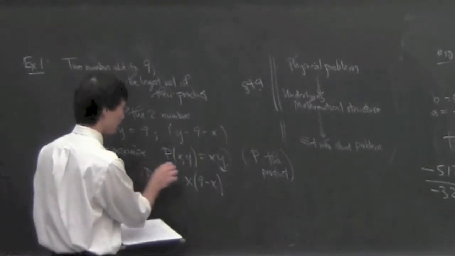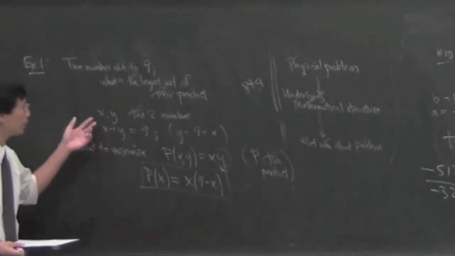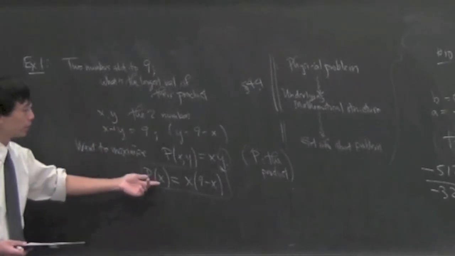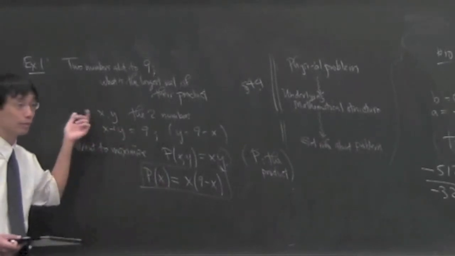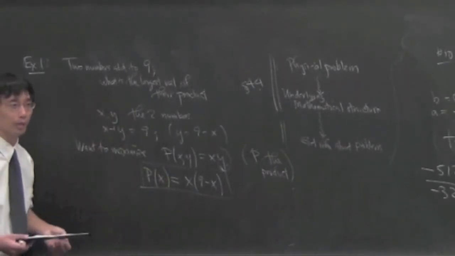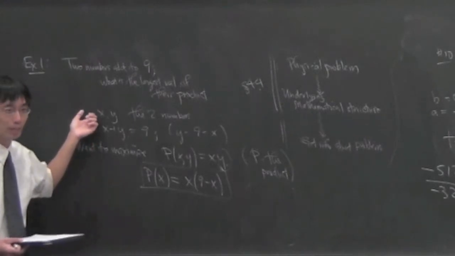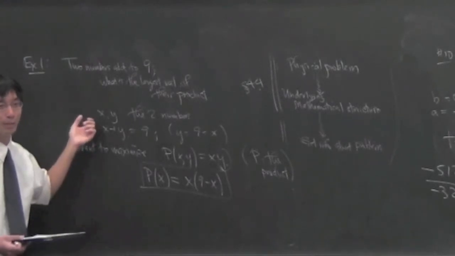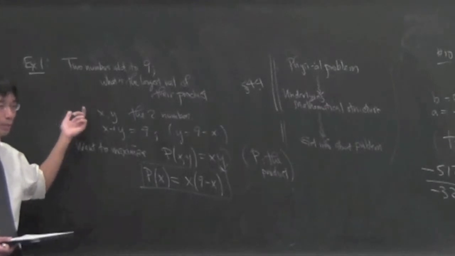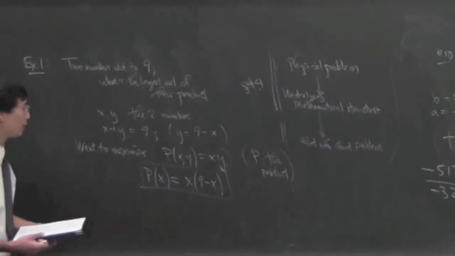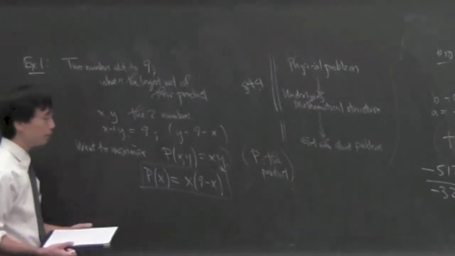So the product of x and y really depends on just the first guy, of course, because once you know the first guy, you know the second guy, and you know the product. If I tell you that the first guy is 3, you know that the second guy is 6, and that the product is 18. I don't need to tell you both numbers. Okay, so now what do we do?